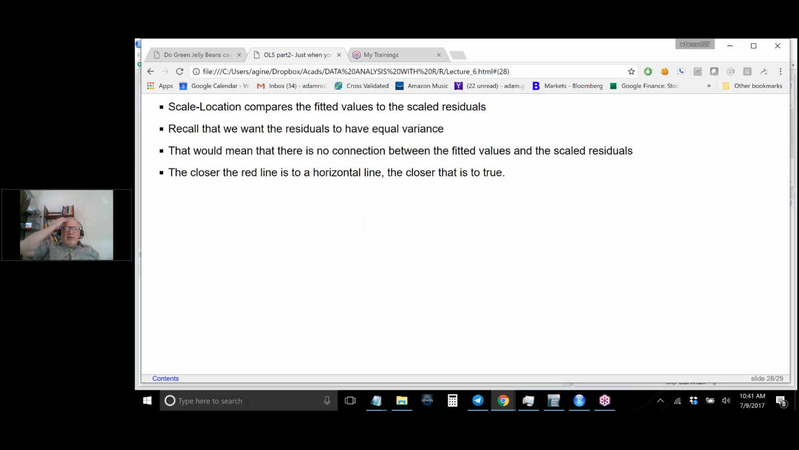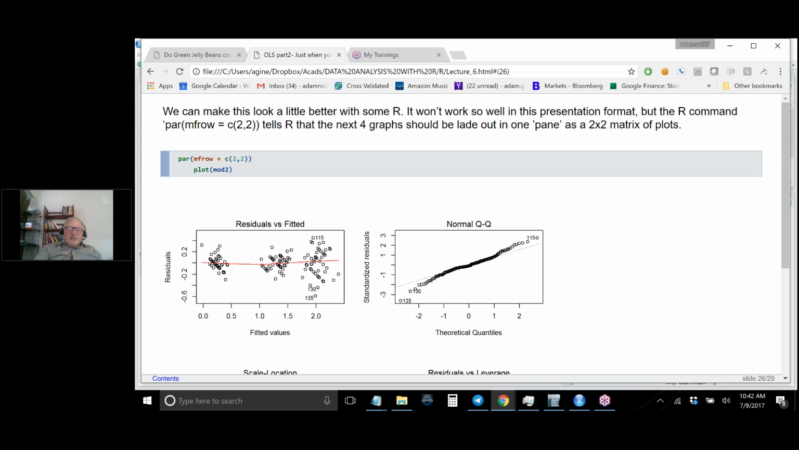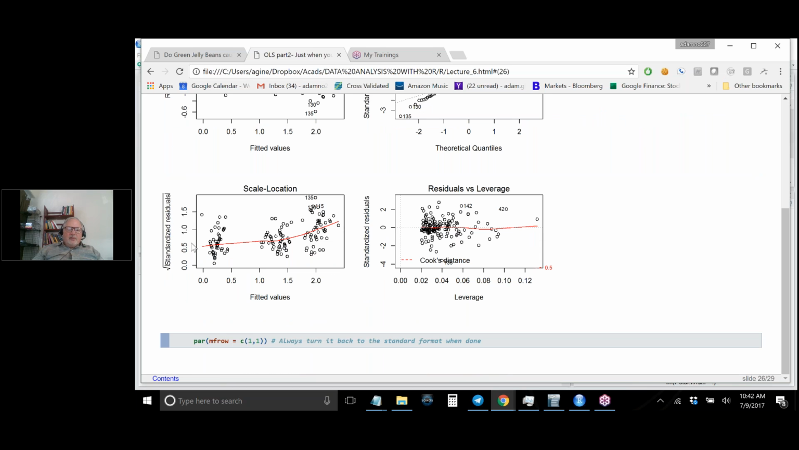And as for the last two, scale location compares the fitted values to the scaled residuals. Part of the hypothesis for linear model estimates to be accurate is that you want the residuals to have equal variance. That would mean that there's no connection between the fitted values and the scaled residuals. And the closer that red line is to a horizontal line, the closer that is to true. Let me just show you. So this is showing that there's some variance in the residuals, not a huge amount.